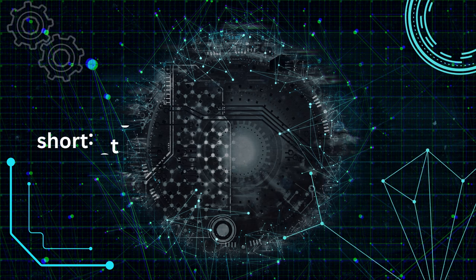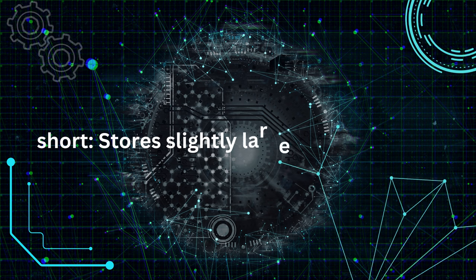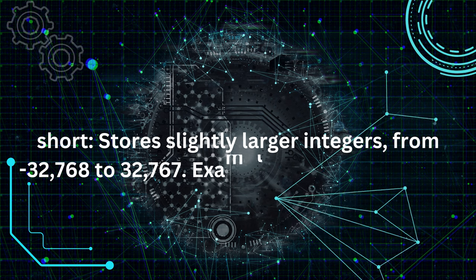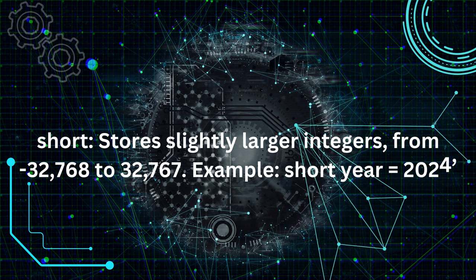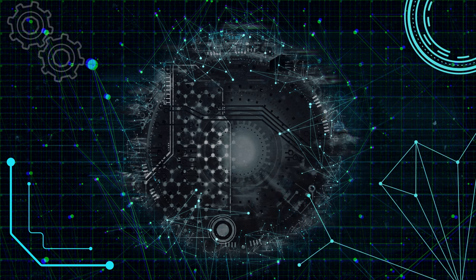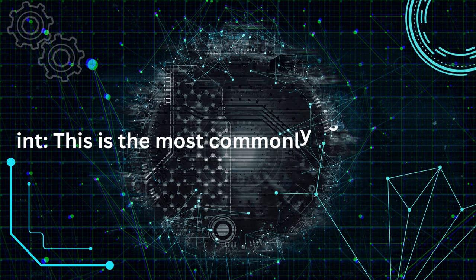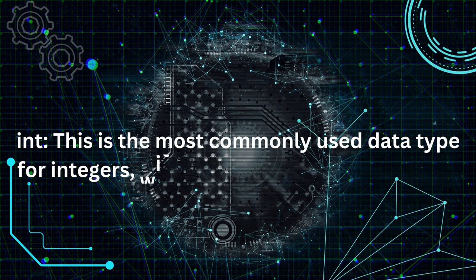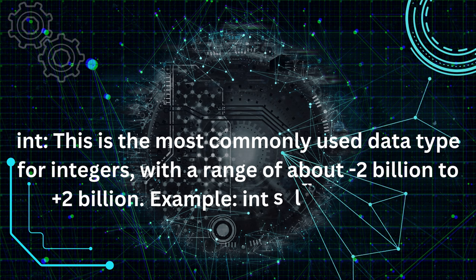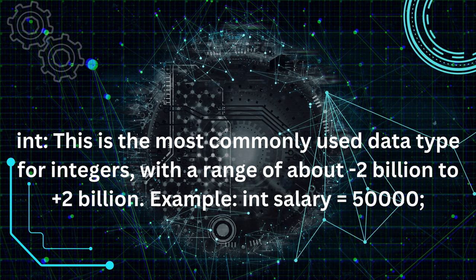Short. Stores slightly larger integers from -32768 to 32767. Example: short year = 2024. Int. This is the most commonly used data type for integers, with a range of about -2 billion to +2 billion. Example: int salary = 50,000.